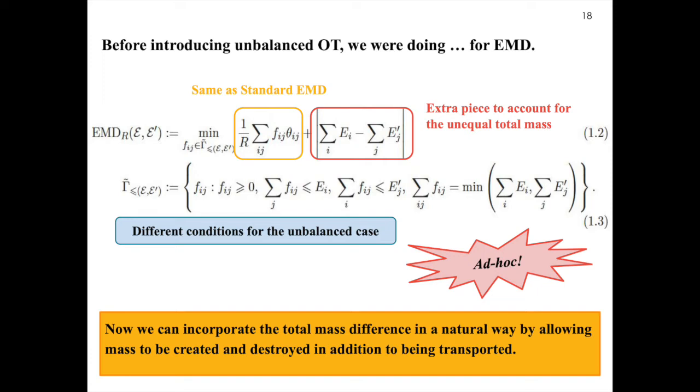It is not clear what relative weight you want to put in front of the standard EMD piece and in front of this actual total mass difference piece. So this is why we need to introduce unbalanced optimal transport. And this is what we considered in our own study.